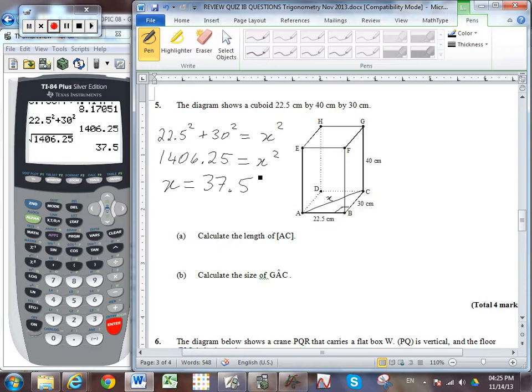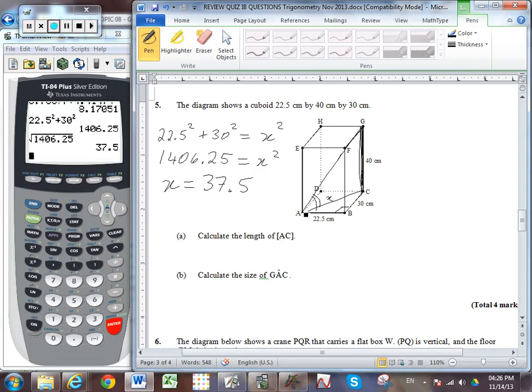In part B, calculate the size of angle GAC. Okay, in order to find that angle, I first have to determine, is this a right triangle that I've just created? GAC. Let's complete the triangle there. Is that a right triangle?